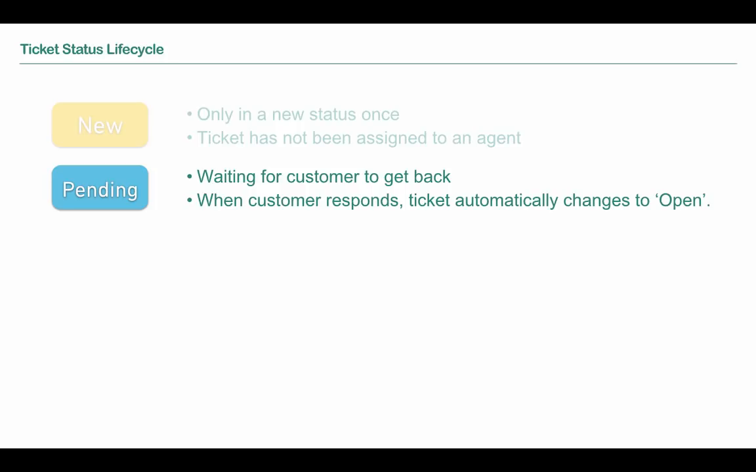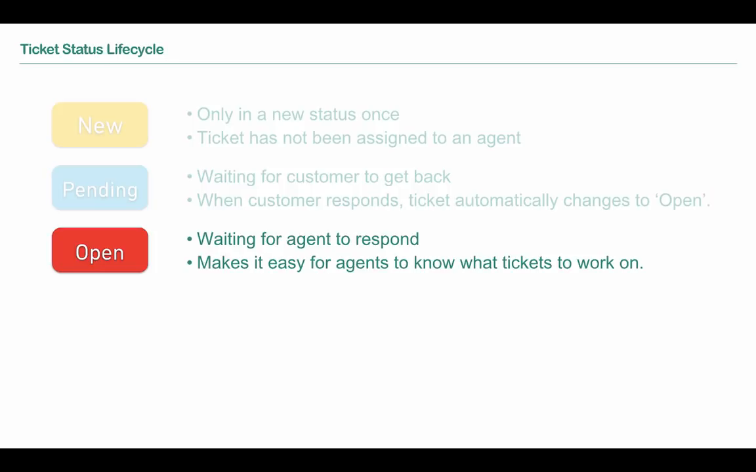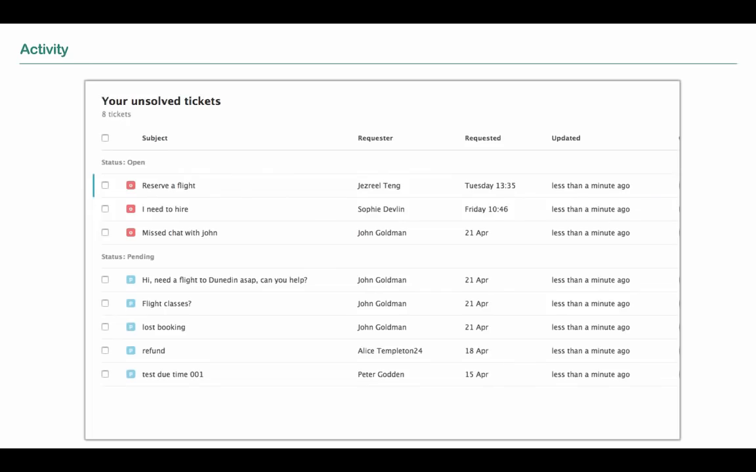When the customer does respond, the ticket will automatically be moved into an open status, which leads us to the next status, which is open, and it's waiting for an agent to respond. This mechanism of tickets automatically being moved from a pending status into an open status makes it super easy for agents to know what tickets to work on. And here's an example. This could be an agent's view of their tickets.